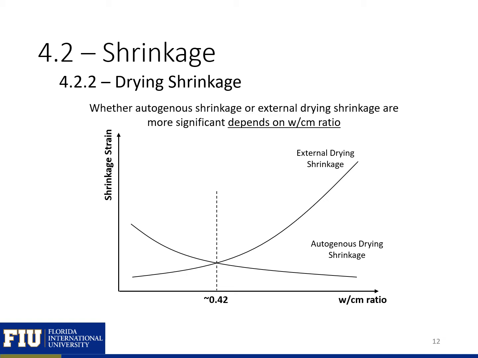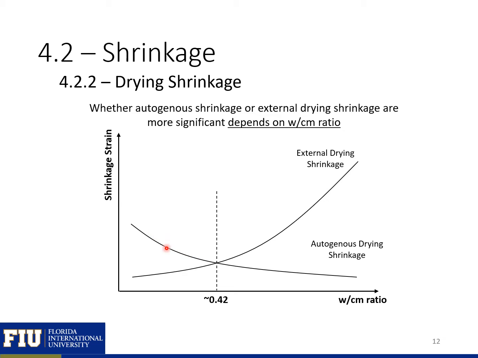Whether autogenous shrinkage or external shrinkage is more significant depends on the water to cement ratio. Lower water to cement ratios lead to lower permeability concretes, and they're going to have more cement to hydrate. So this means that our autogenous shrinkage is going to be higher than our external drying shrinkage. It's going to be harder for water to leave the member to the environment, which is going to keep the external drying shrinkage down, and it's going to give more cement that needs to be hydrated, which is going to increase our autogenous shrinkage.